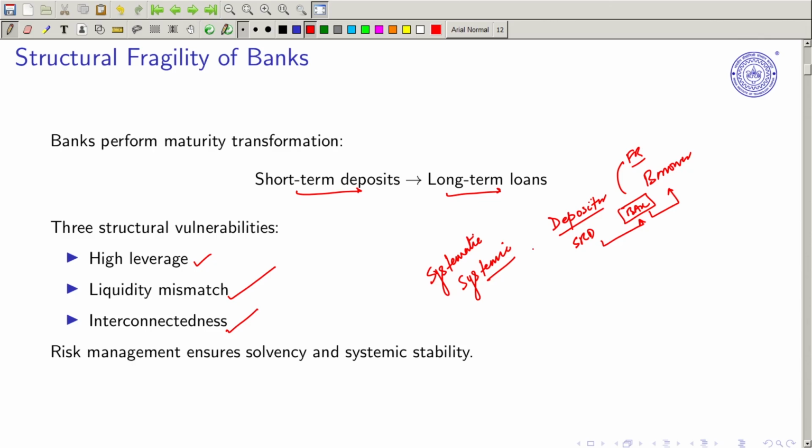Especially after the 2007-8 global financial crisis, we have seen a surge in understanding banking risk management, and especially the Basel norms coming, Basel II and Basel III especially.